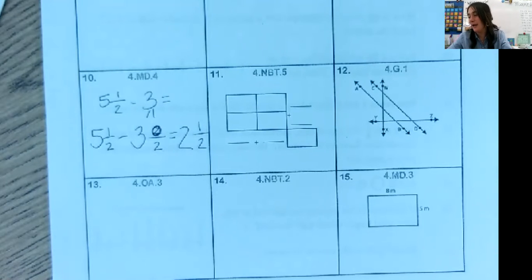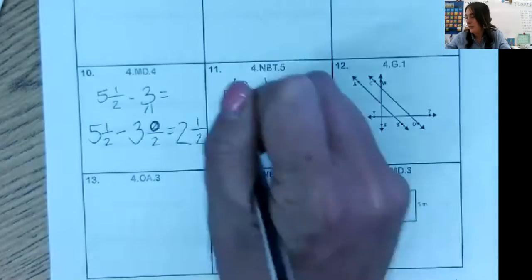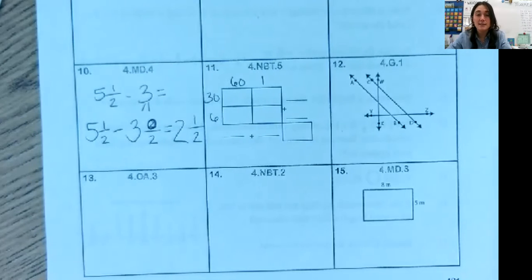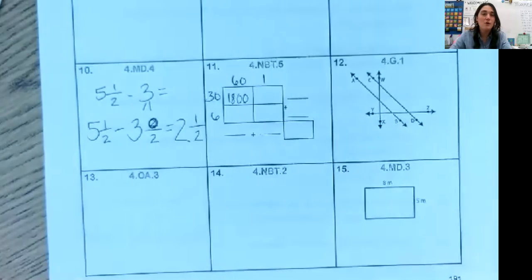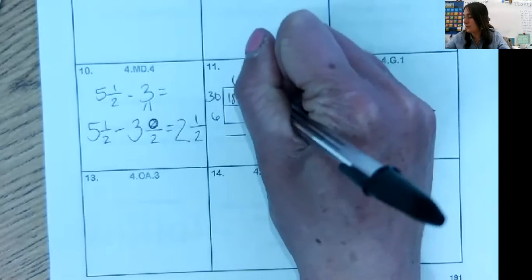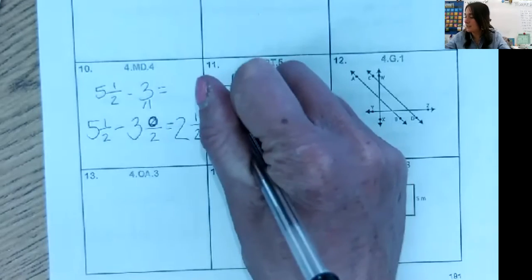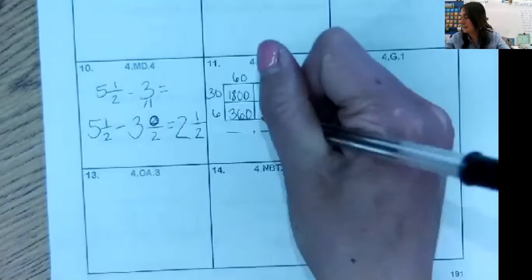We have next a matrix model. So we're going to do 61 and 36. 60 times 30, well, 6 times 3 is 18. That means 1,800. 30 times 1 is 30. 60 times 6, 360. And 6 times 1, 6.